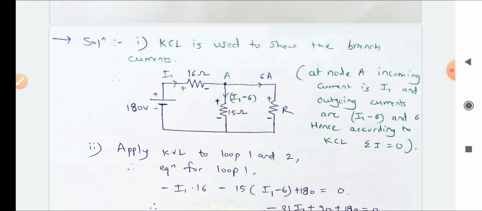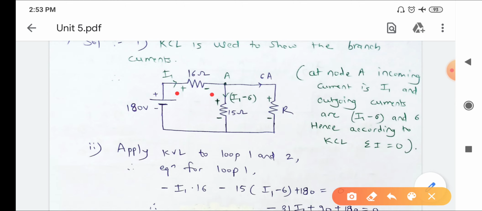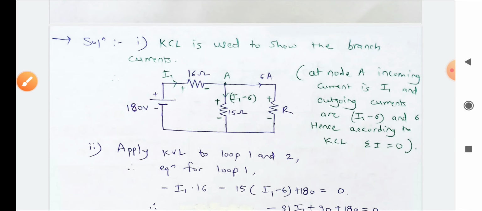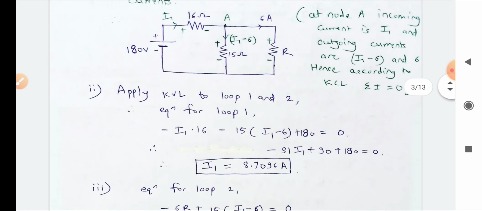Now sign conventions are according to the flow of current. Okay, so as we are tracing the path in clockwise direction, give all the sign conventions so that we can easily get which are the potential rises and potential drops in a particular network. Okay, so after giving all the sign conventions, we are going to write KVL. We are going to apply KVL to loop 1 as well as loop 2.